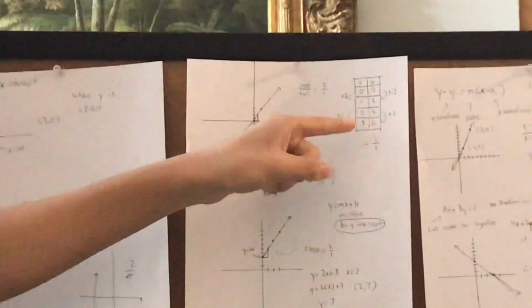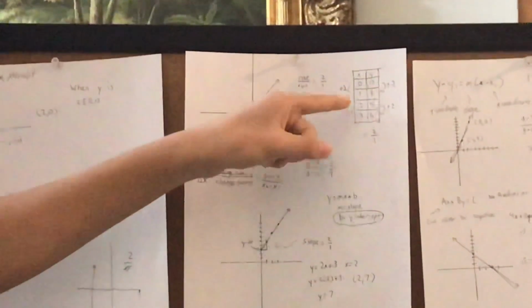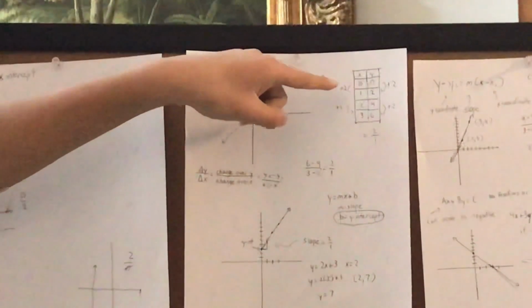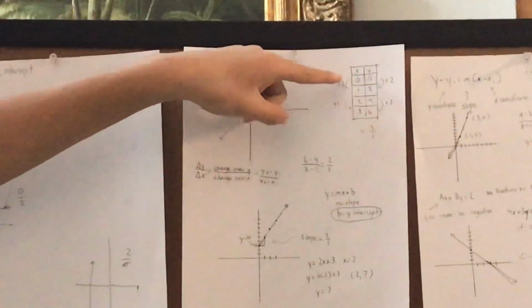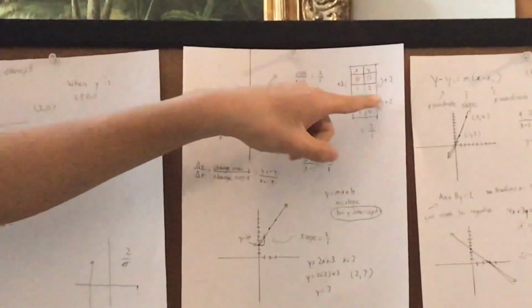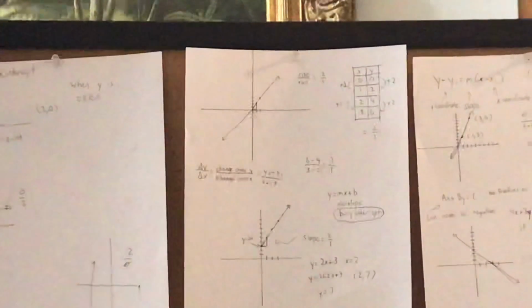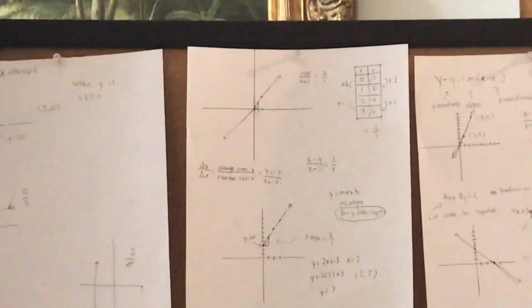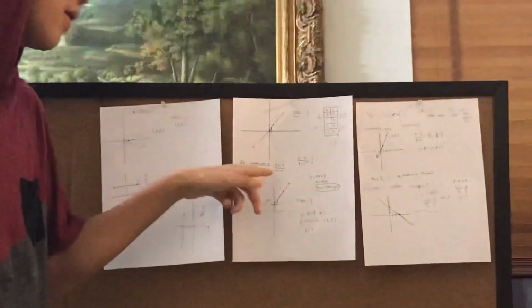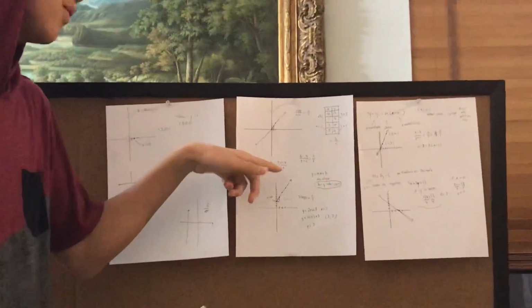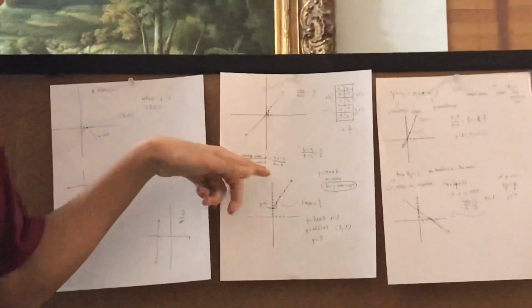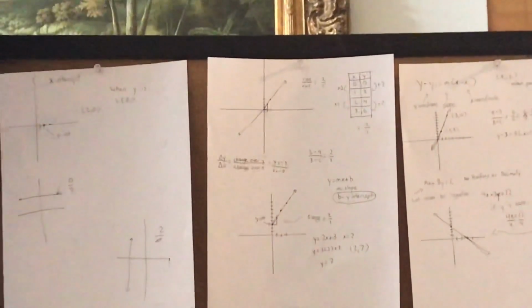The table shows the change in x and the change in y. So x is 0 here, and you add 1, it gets 1, and then y is 0 here, add 2, it gets 2. So 2 over 1. Pretty easy. So the formula is right here: y2 minus y1 over x2 minus x1.